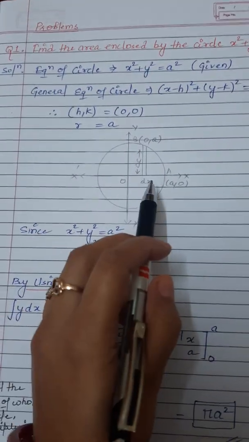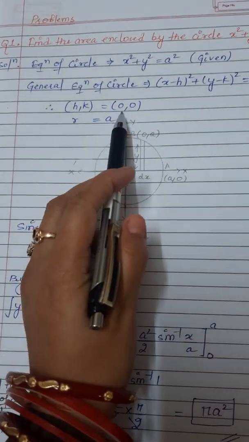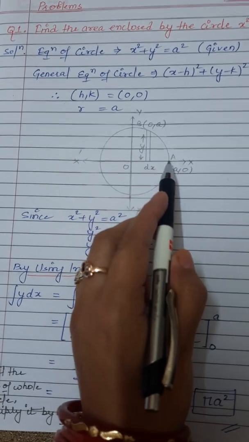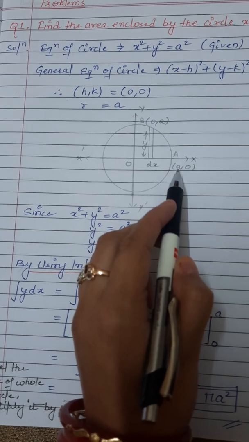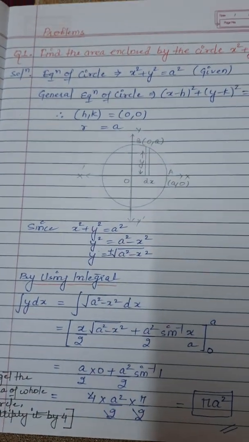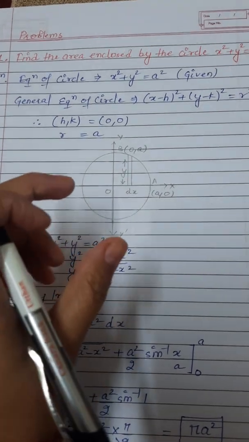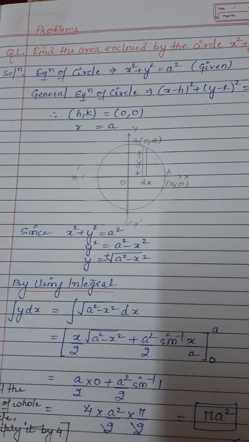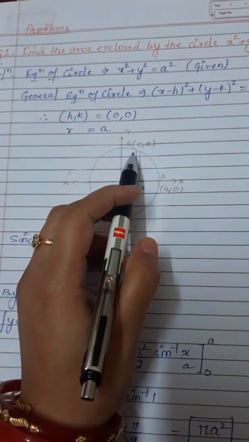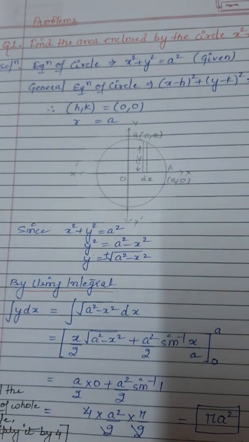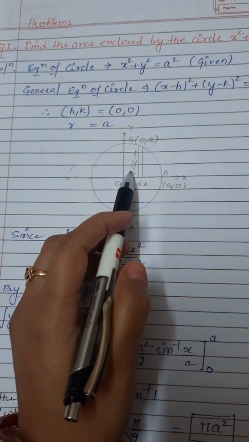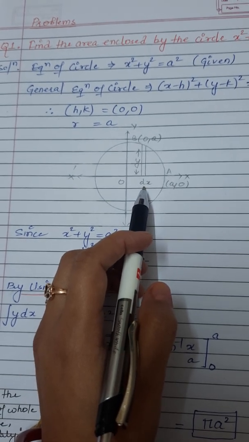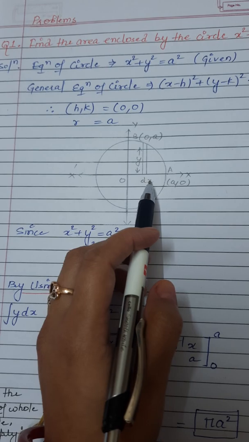Now draw the circle with center (0, 0) and radius a. So this point is (a, 0). To find out the area of this circle, we will take the first quadrant only. Now draw a rectangular strip whose length is y and breadth is equal to dx. dx is the small part of the x-axis.